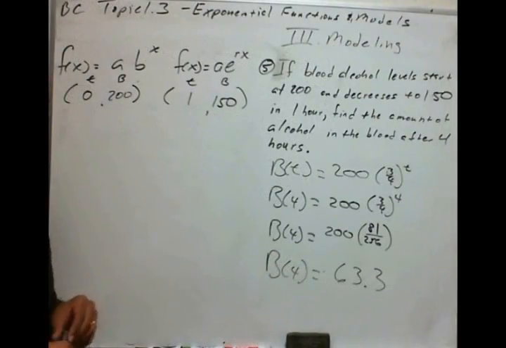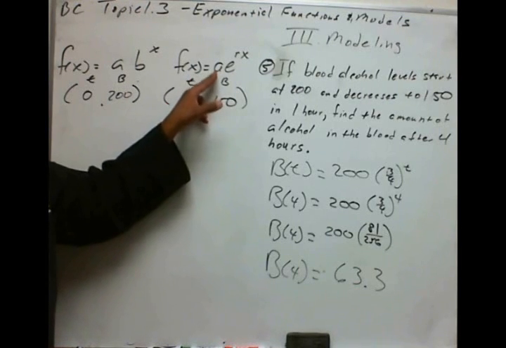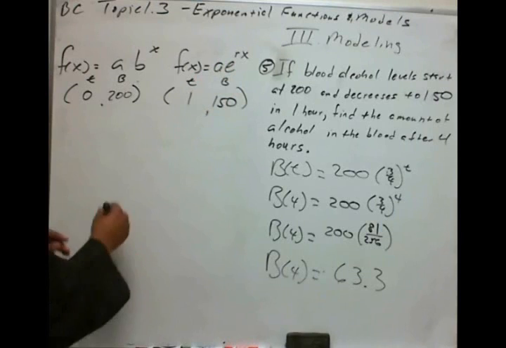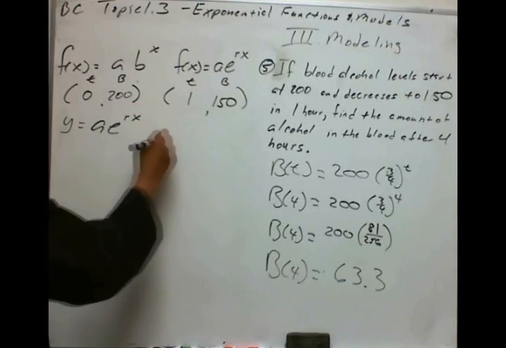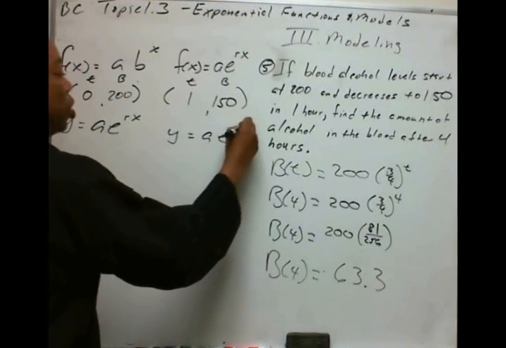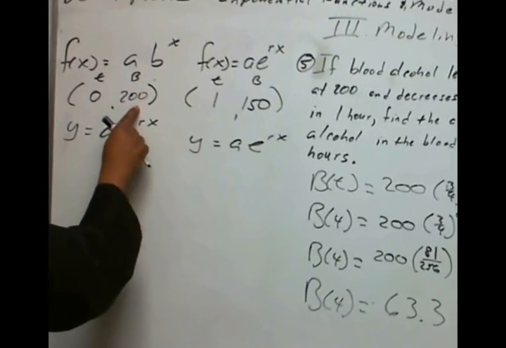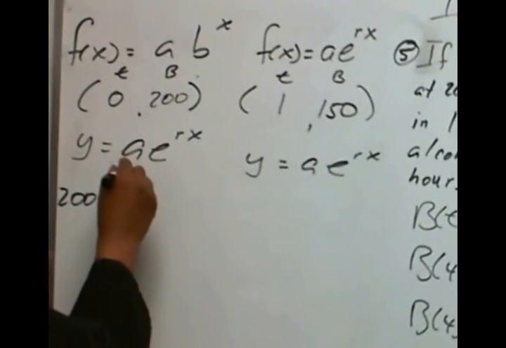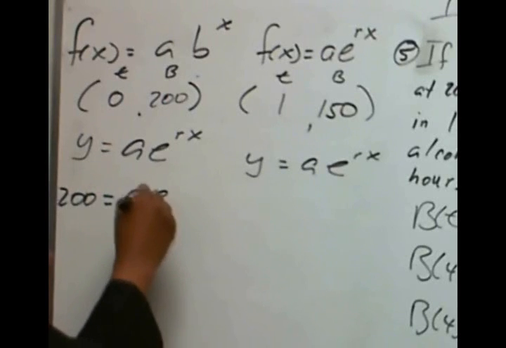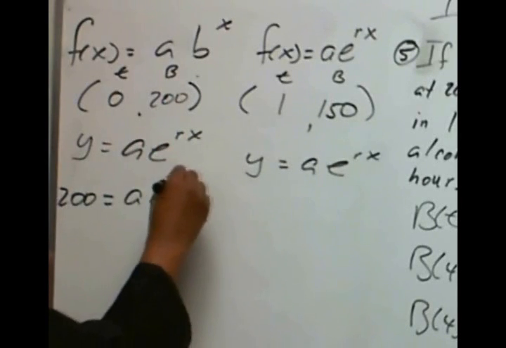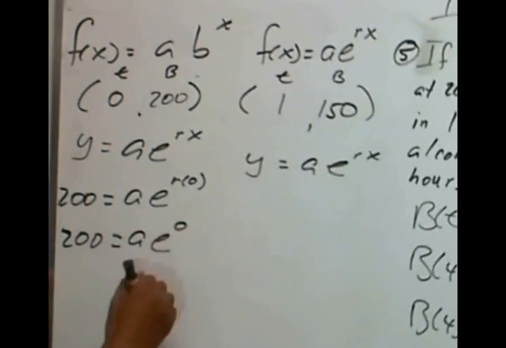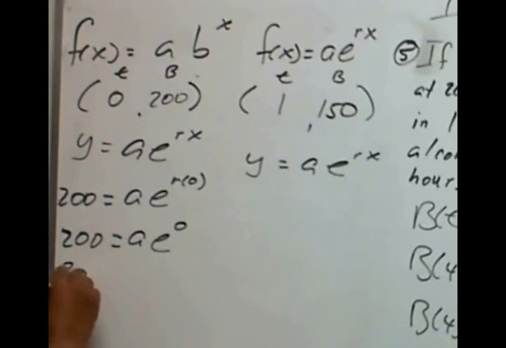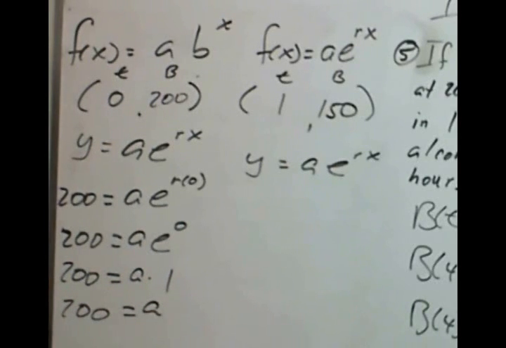Okay. I want to redo this problem, but using this model here, where we have to find A and r. So we have y equals a e to the rx. The y is 200 here, and the x will be 0. So we have 200 equals a e to the 0 power. E to the 0 power is 1. So we have a times 1, and a is 200.